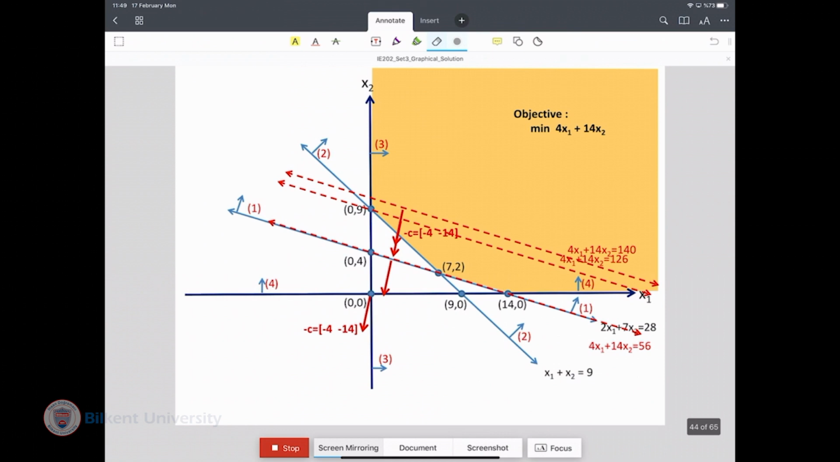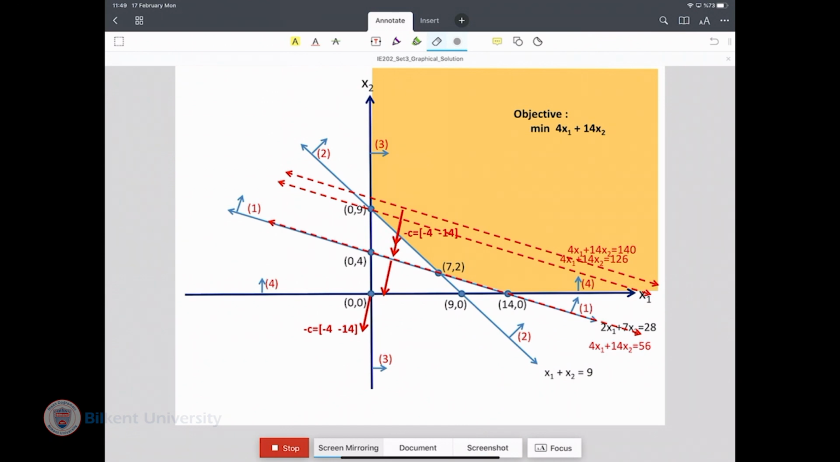So how were we naming this situation? What's happening now? We have an infinite number of optimum solutions. What was this case? Is it unbounded? No. Unbounded means there is no optimum solution. There's always a better one. Here there is an optimum solution. The value is 56. Every optimum solution gives you the same objective function value.